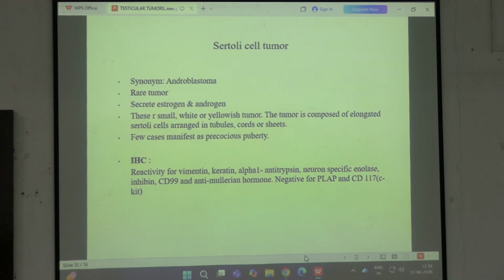Now let me tell you that very often Leydig cell tumors can manifest in young children as precocious puberty, or they can give rise to symptoms like gynecomastia in adults. Okay? Why? Because they secrete hormones. Sertoli cell tumor can also give rise to these kinds of symptoms, but it is rarer compared to Leydig cell tumors.